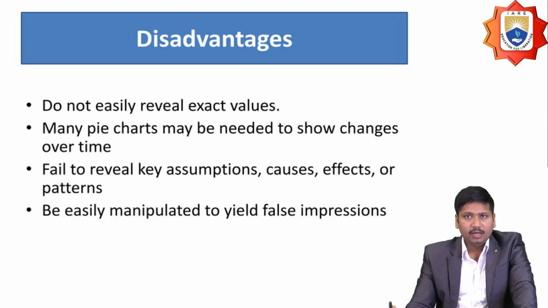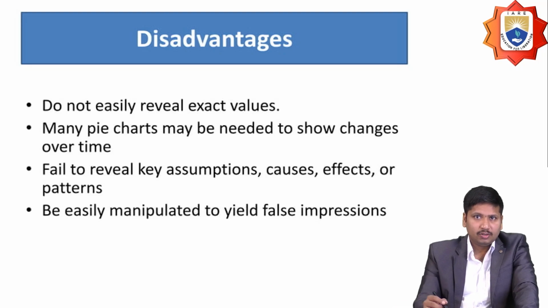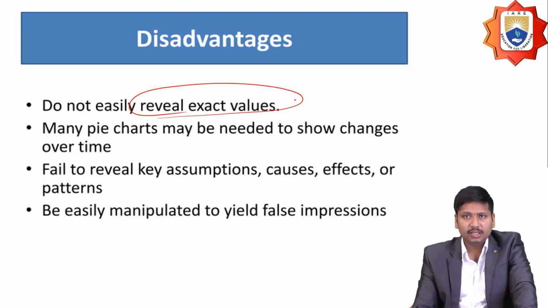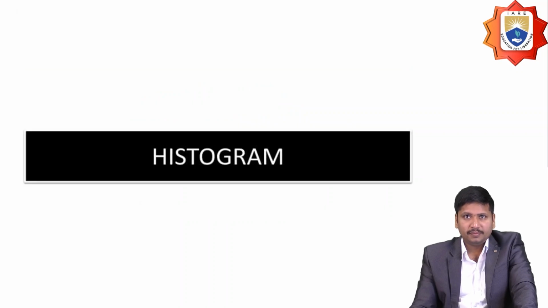The main thing is that it does not easily reveal the exact values. That is the major disadvantage of the pie chart. Sometimes the key assumptions also fail to show, and changes over time need to be shown, and it can be easily manipulated to give false impressions as well.